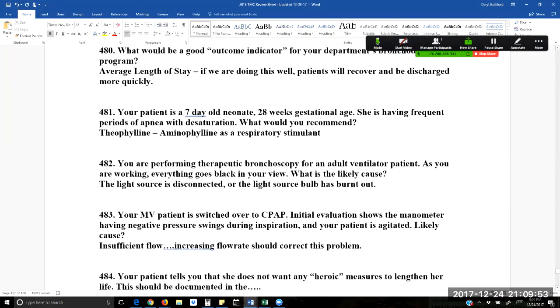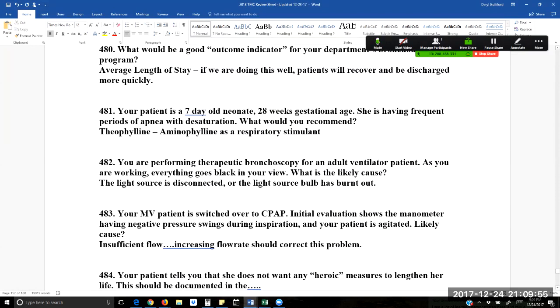Number 481, your patient is a 7-day-old neonate, 28 weeks gestation. She's having frequent periods of apnea and desaturation. Definitely theophylline, aminophylline as a respiratory stimulant is a good choice, say, or caffeine, which can be effective in that situation.